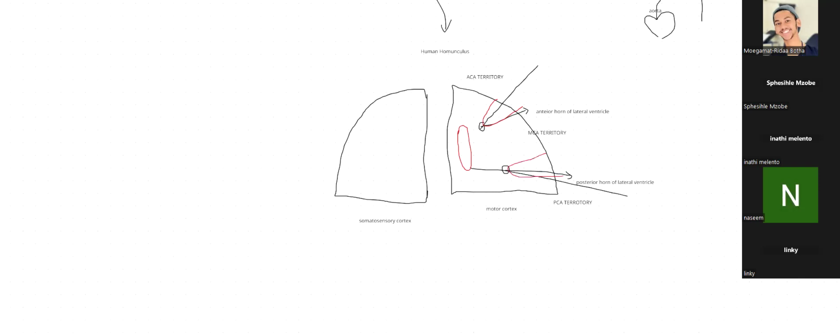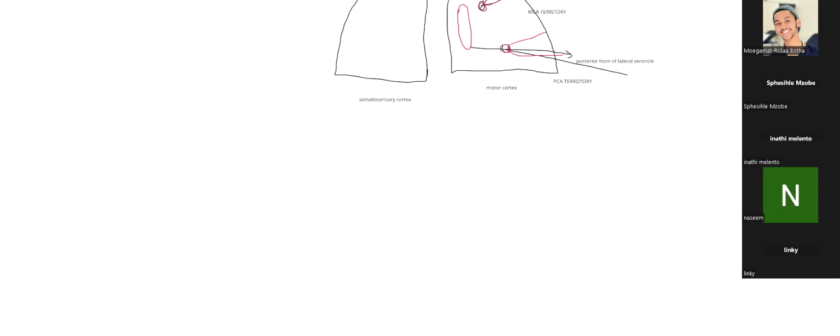So if you have a look at the image of the brain, whether it's the cross section or the sagittal section, you must try to figure out where your demarcation is. The anterior horn of the lateral ventricle demarcates it very nicely between the anterior and the middle territory, and the posterior horn of the lateral ventricle marks it between the middle and the posterior cerebral artery territory.